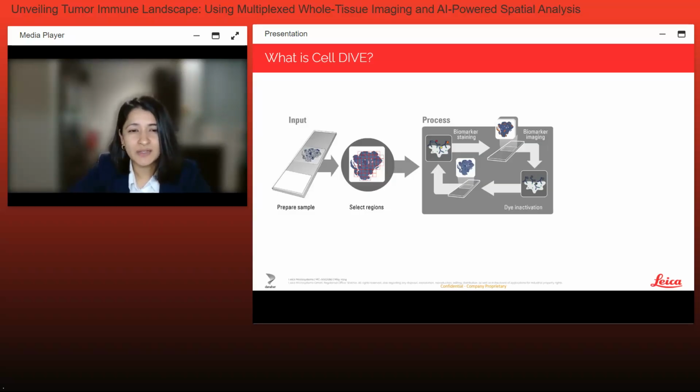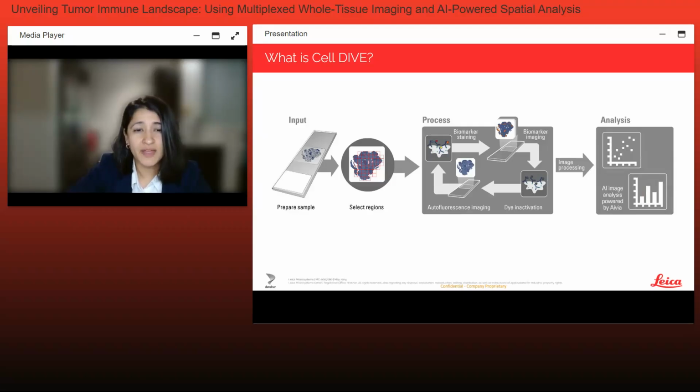And when that's complete, we image our autofluorescence signal again, and these are used for the computational autofluorescence removal. And this all concludes one imaging round. Those 4 steps are then repeated for different biomarkers until the study is complete. And from there, the images can be used as input for further image analysis using AVIA software to do comprehensive segmentation, classification, and spatial analysis to answer some of the key research questions.